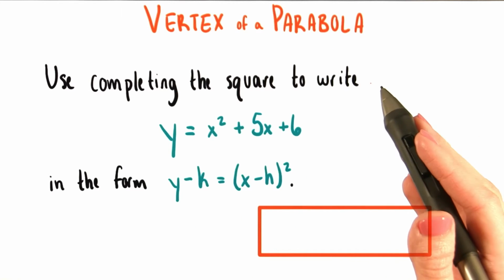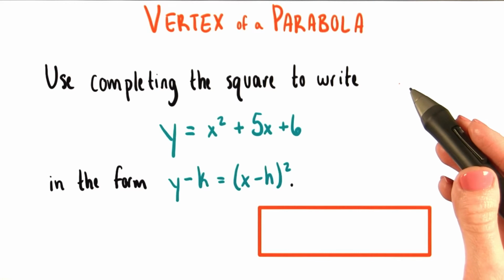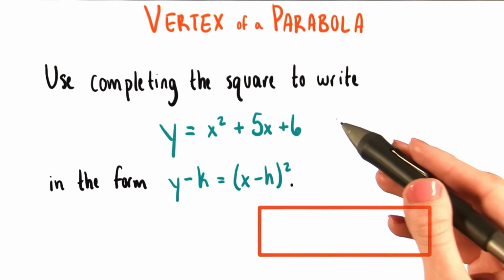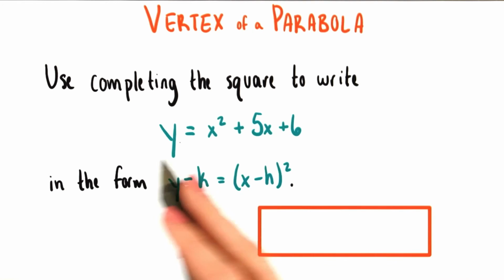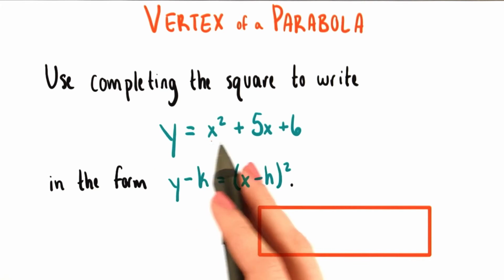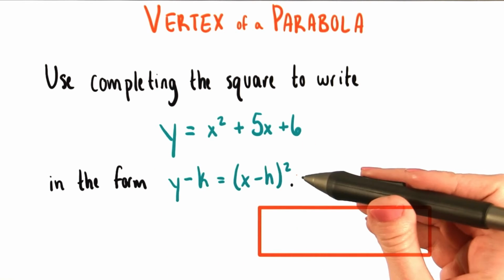Now that we understand how to complete the square and the importance of that technique in transforming equations from one form to another, I'd like you to rewrite the equation y equals x squared plus 5x plus 6 in the form that we've been talking about.